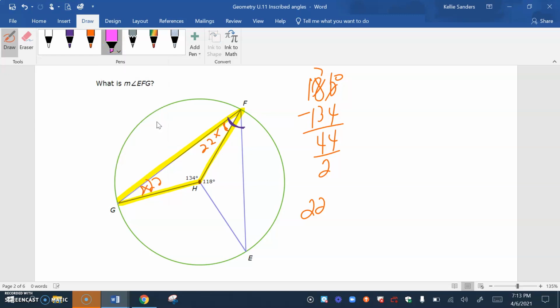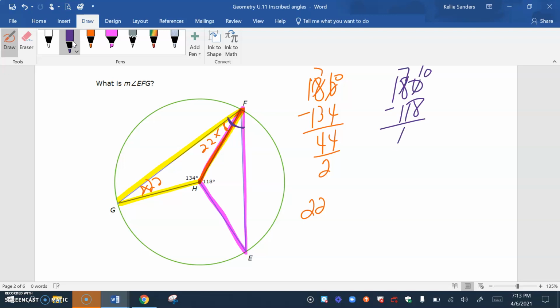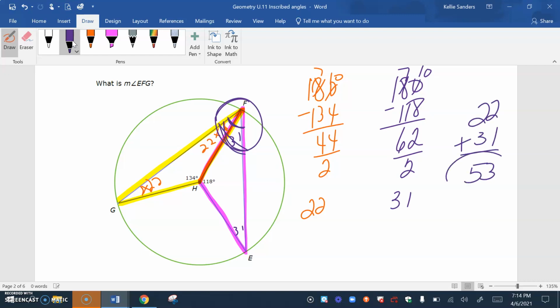Now I'm going to look at this triangle and do the same thing. 180 minus 118 is 62. I'm going to divide that by 2 and get 31. So these two angles are 31. Now I'm looking for the whole angle right here. So 22 plus 31 is 53.